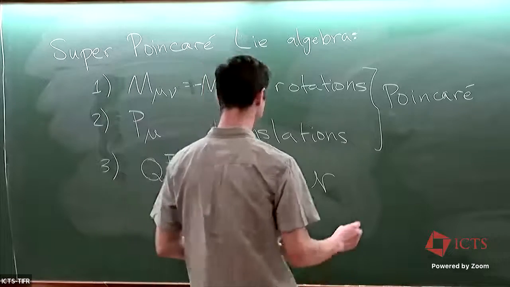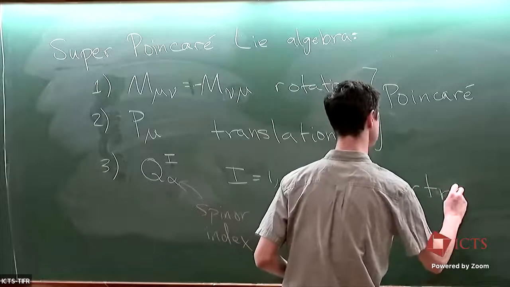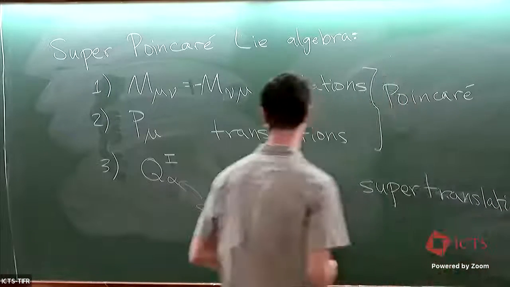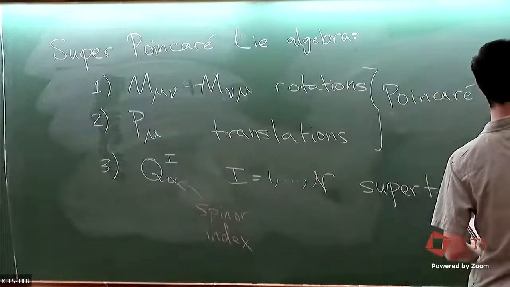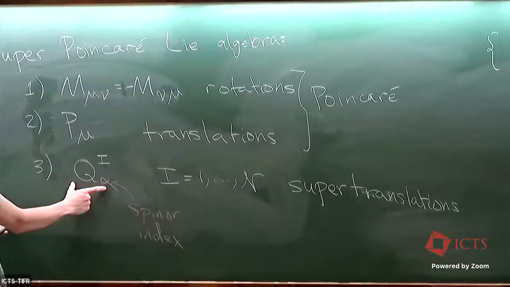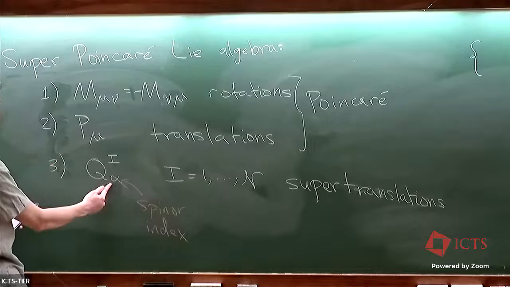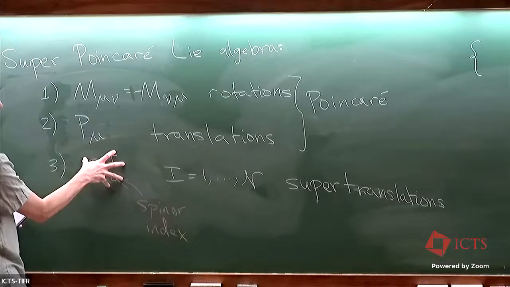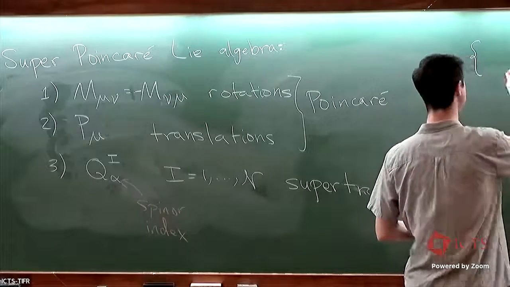And these extra fermionic generators are called super translations. They generate super translations. And the most important relation satisfied by these things, well, M generates rotations. It's going to have brackets with the Q's that realize the representation of the spin group. The translations are going to bracket trivially with these Q's, and the Q's will bracket amongst themselves as follows.